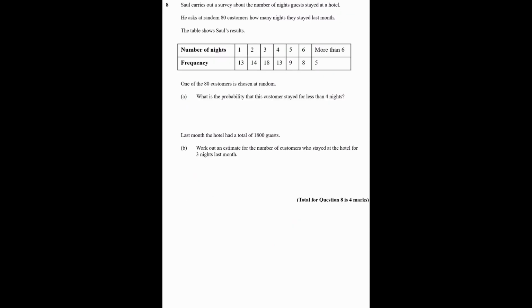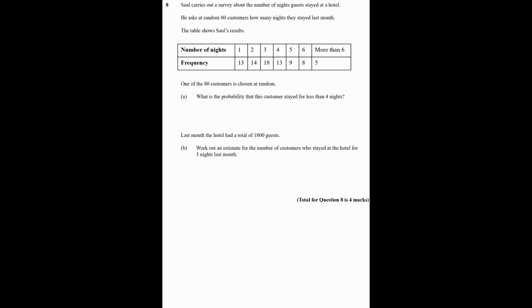Right, so question 8. Saul carries out a survey about the number of nights guests stayed at a hotel. He asks at random 80 customers how many nights they stayed last month, and the table shows Saul's results. So we've got the number of nights, 1, 2, 3, 4, 5, 6, and more than 6, and the frequency for those nights. One of the 80 customers is chosen at random. What's the probability that this customer stayed for less than 4 nights?